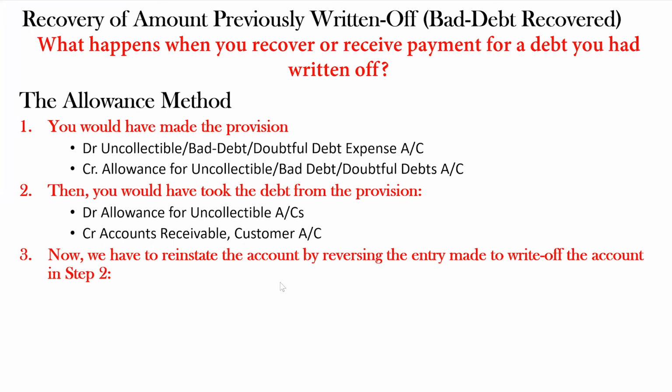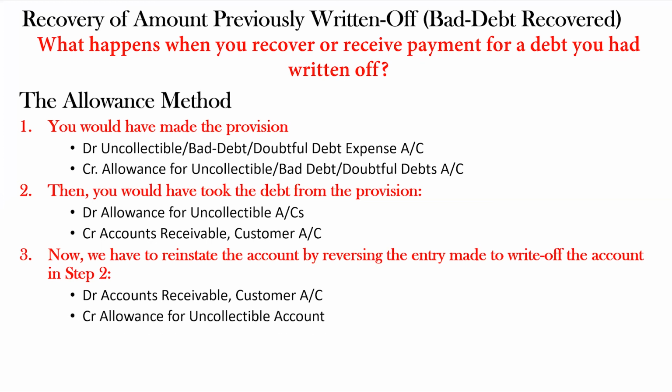Now you have to put back the money that you took from the provision, and you have to increase the receivables to bring it to its original state of the person owing you. And this looks like debiting the receivables account, the customer's account, and crediting your allowance. Why? Because before we would have done the complete opposite. So to reinstate it, we have to reverse what we did. So reversing what we did puts this person back in a position of owing you. But they don't owe you, they have paid you.